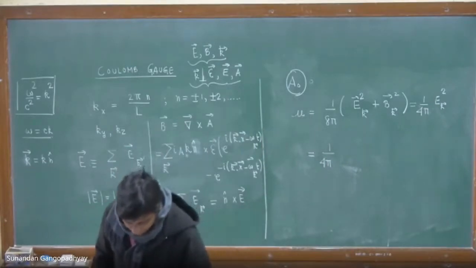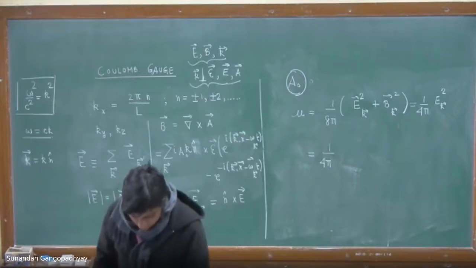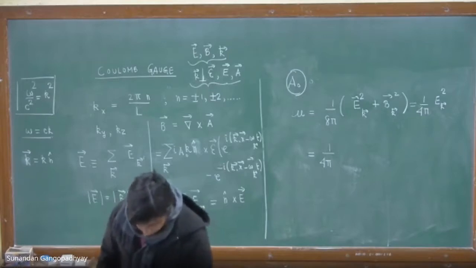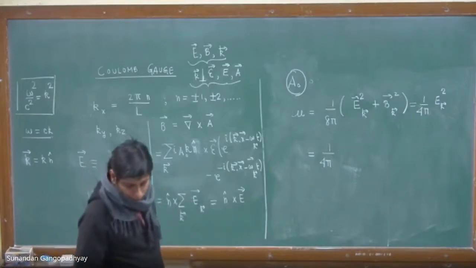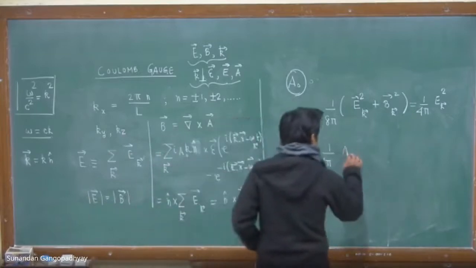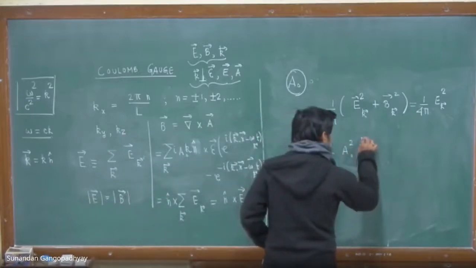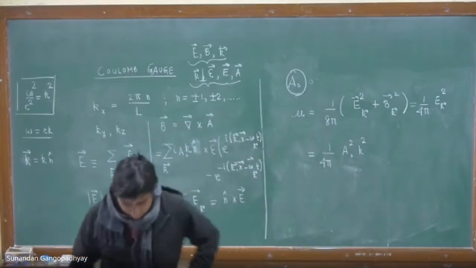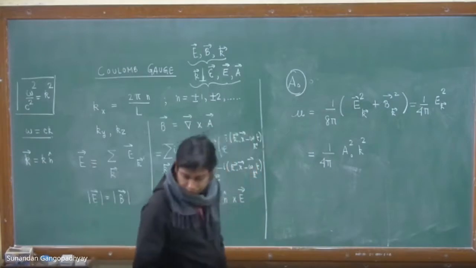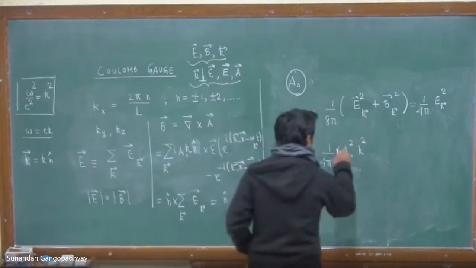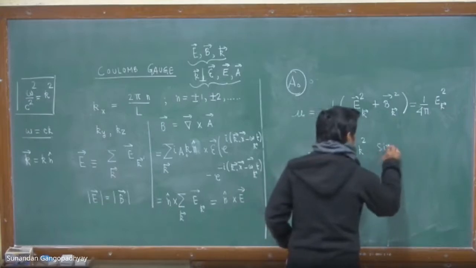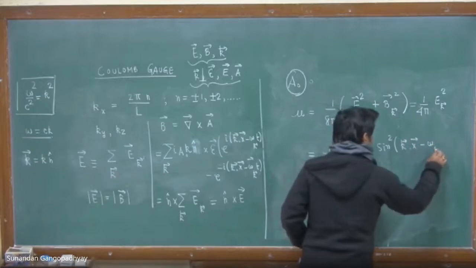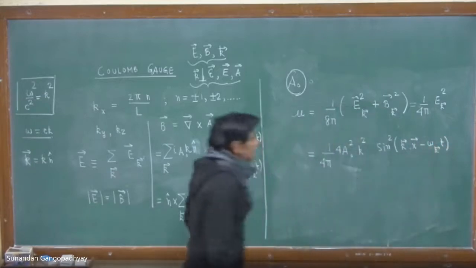And from the expression of EK, what we find is that we'll get A0 square K square. If you look at the expression for EK, you will get A0 square K square, and then you get a factor of 4. Then you will have sine square (kx minus omega t). So this is what we shall get.